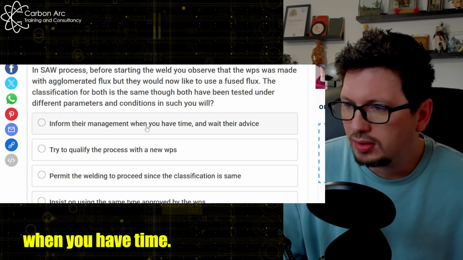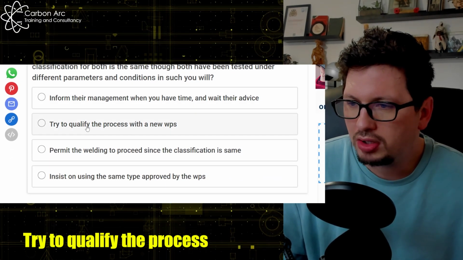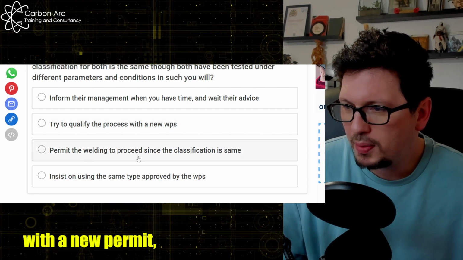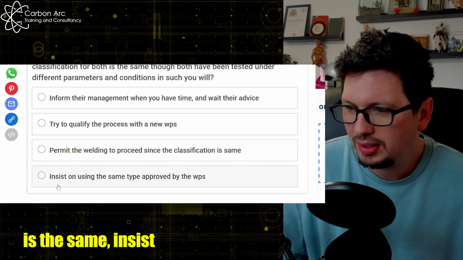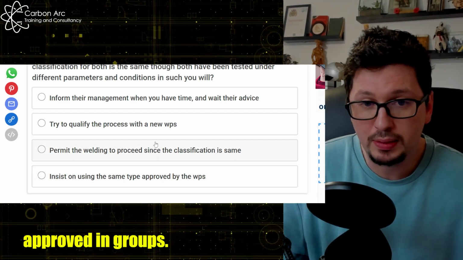Inform the manager when you have time. Well, that's just never going to be a right answer, is it? Try to qualify the process with a new WPS. Permit the welding to proceed since the classification is the same. Insist on using the same type approved in the WPS.